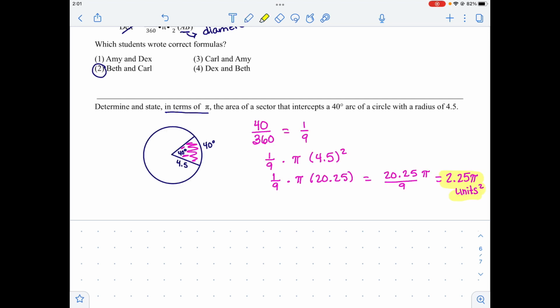All right, so once you figured out what the picture would look like, then you could find the central angle because you were given the arc degree, so you could find the degree of the central angle. That allowed you then to find the fraction of the circle that was shaded, which was 1/9, and then we plugged into our formula. Now we're leaving this in terms of pi, so I did not calculate out the pi. So I went ahead and just did the 4.5 squared, and then multiply it by 1/9. I get 20.25 divided by 9, and then that simplifies down to 2.25 pi units squared.